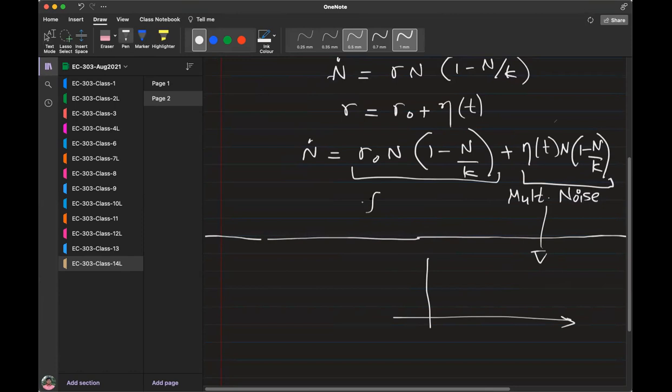This is f of n, and this is g of n. So if we were to plot g of n as a function of n, how will that look? g of n as a function of n is just this term, n into 1 minus n by k, which is basically a quadratic function like this. Now what this means is the strength of noise is 0 when the population size is 0, and the strength of noise is again 0 when the population size is the carrying capacity, whereas it is maximum at k by 2.